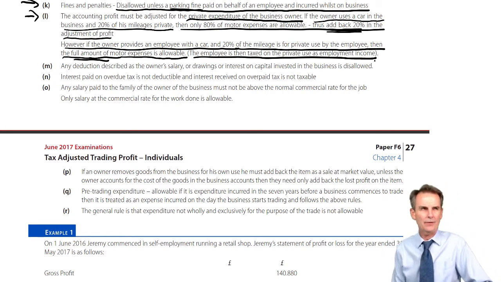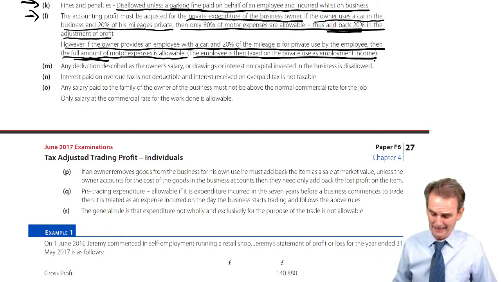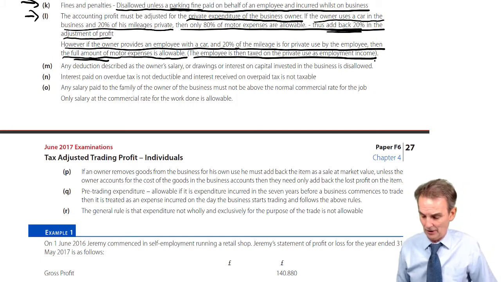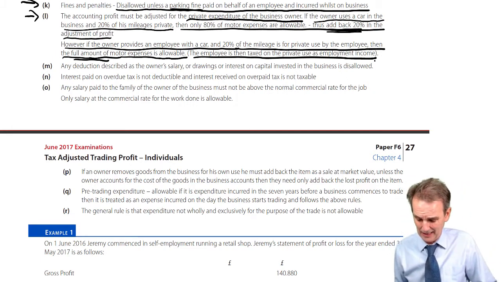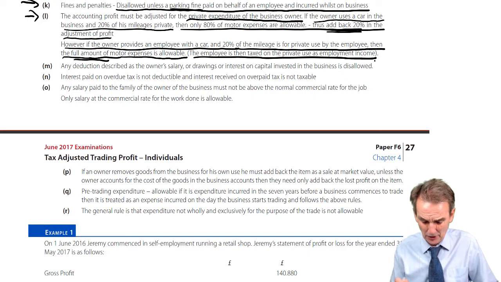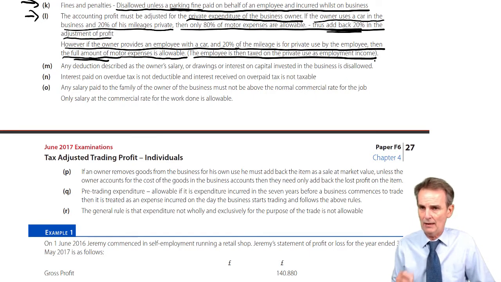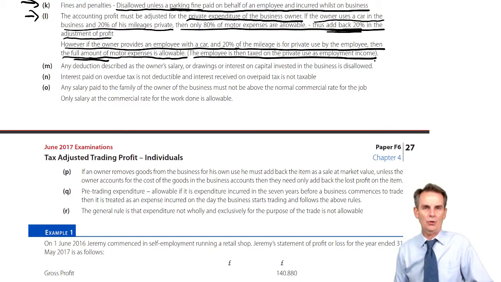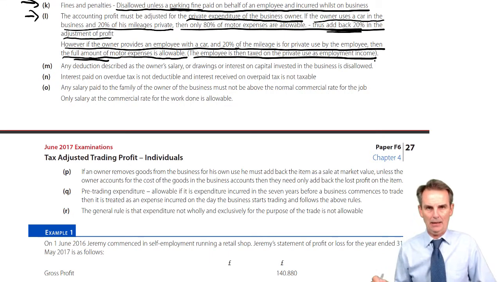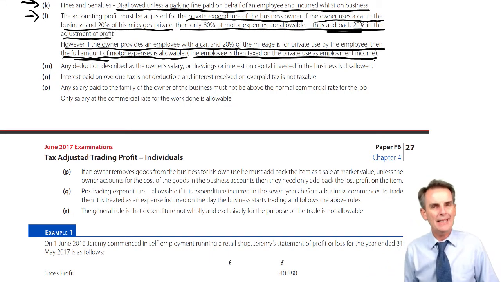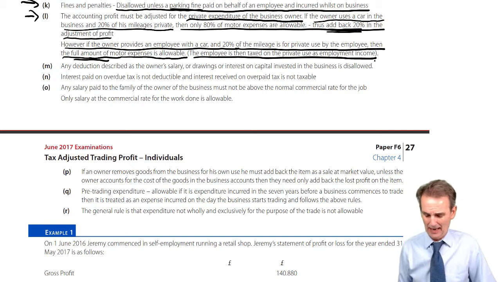Something we'll see, as I think I said to you last time, in Chapter 9, where car benefits are, again, eminently examinable. So we'll deal with that then. But so far as we're concerned now, watch out for that. Don't just see private use and think add back. Who has the private use? Private use by the owner, the proprietor, add back. Private use by an employee of the business, that is allowable.